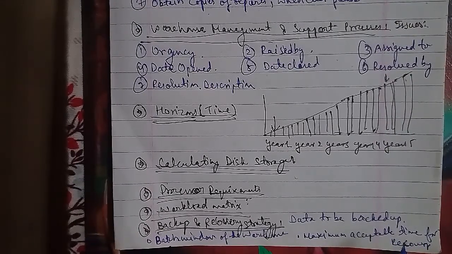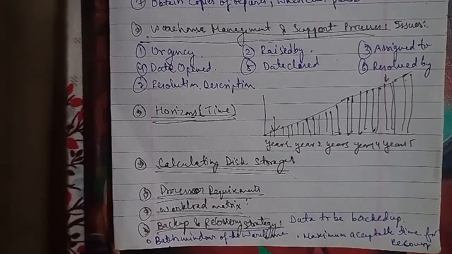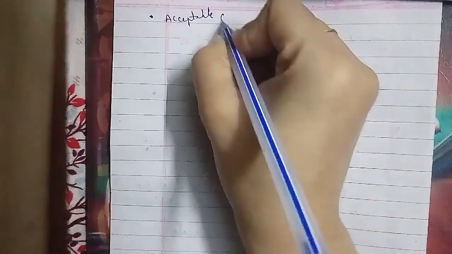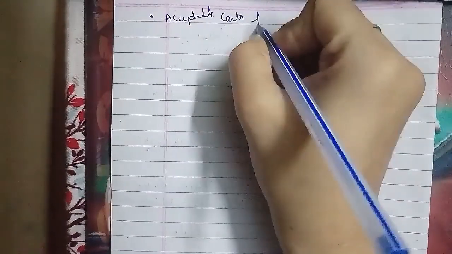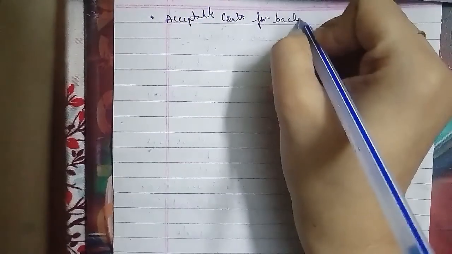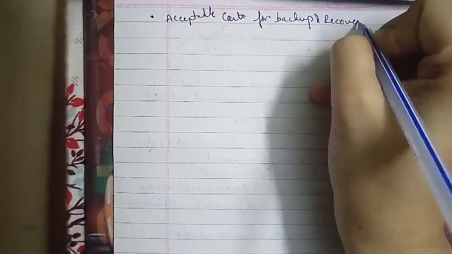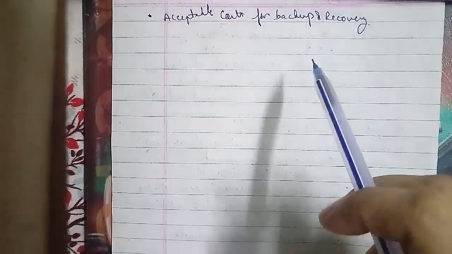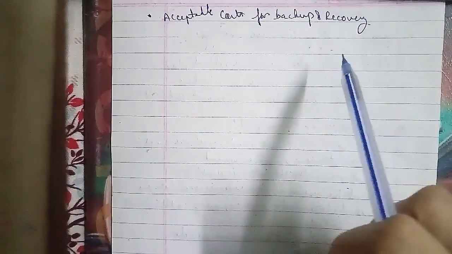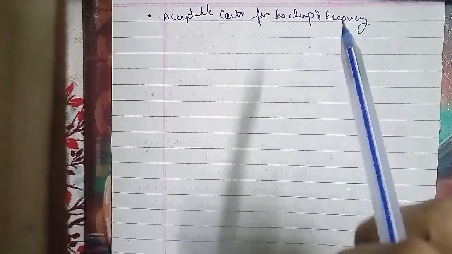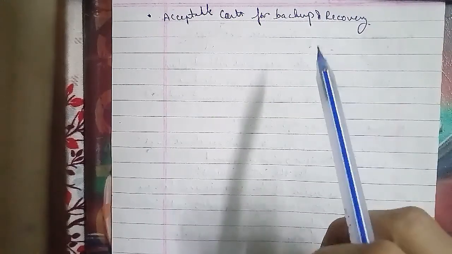The next is your acceptable cost for backup and recovery. Different backup mechanisms imply different costs, and the enterprise may have budgetary constraints that limit its backup and recovery options. Also consider the following when selecting the backup mechanism. First, your archive format: use a standard archiving format to eliminate potential recovery problems.